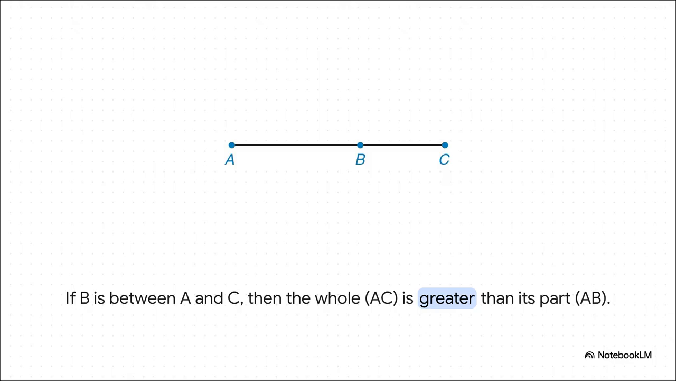Take a look at this line segment, AC. It's clearly made up of 2 smaller pieces, AB and BC. Since BC has a real positive length, it just makes sense that the entire segment AC has to be longer than just one of its parts, AB. The whole is always, always greater than the part.